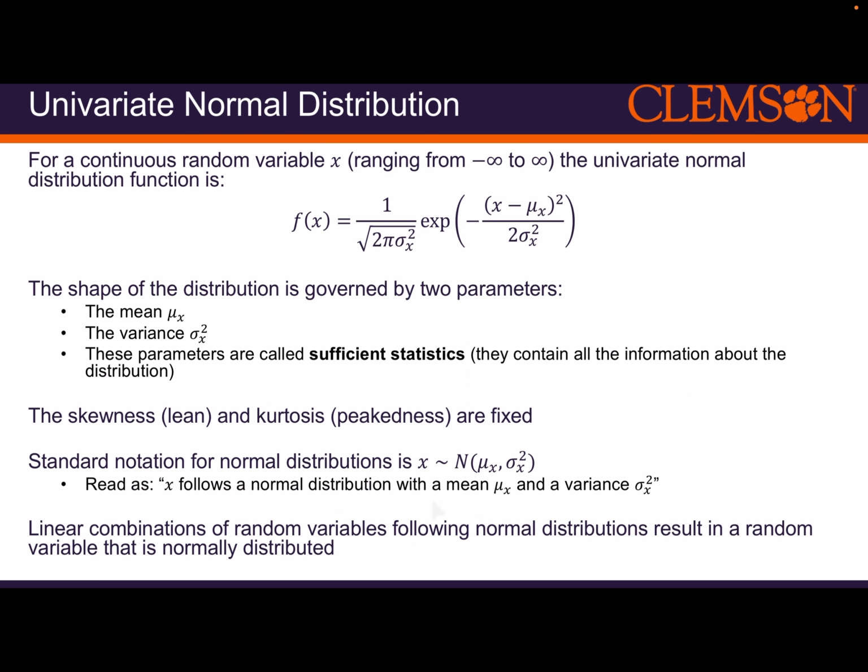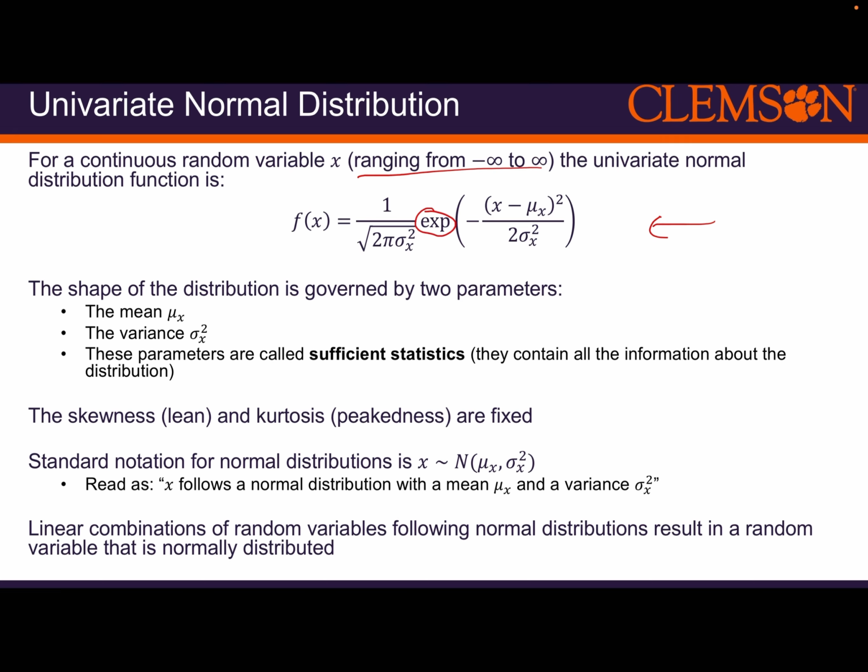Let's move on to the normal distribution or the Gaussian distribution, depending on what you prefer, Gauss being the person who is thought to have discovered the distribution. For a continuous random variable x that ranges from negative infinity to infinity, so that is the sample space, the univariate normal distribution function, or PDF, is given by this equation right here.